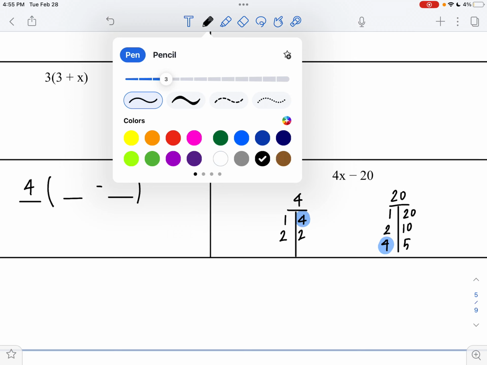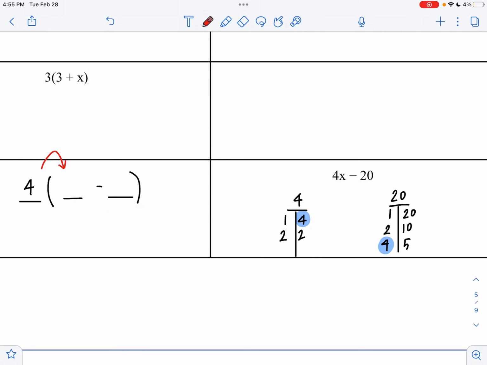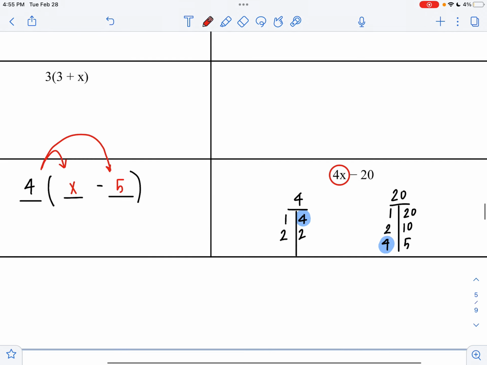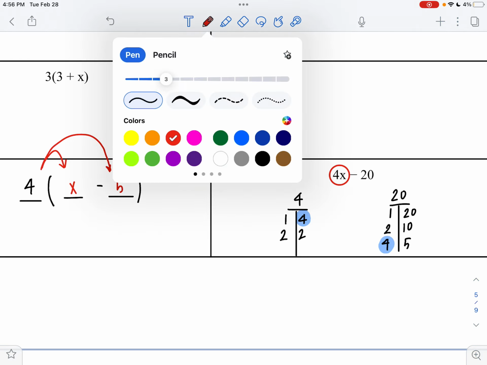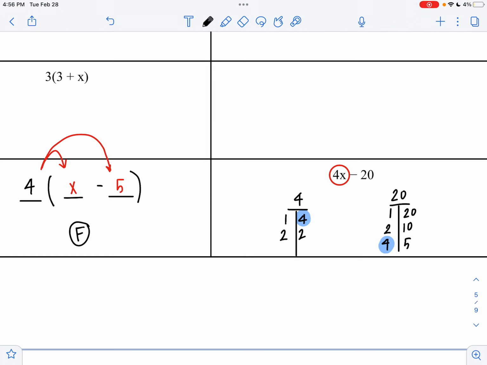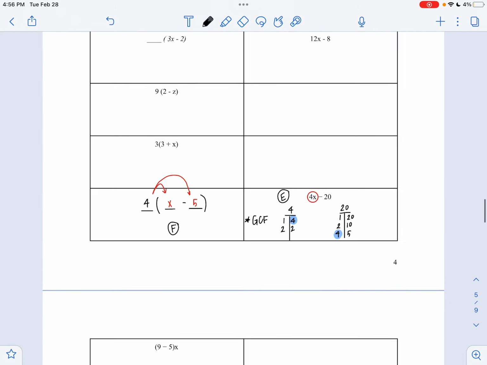I know that to get back to 4x, I need to multiply 4 by x. Again, that's my first term in expanded form. To get back to 20, I'll need to multiply 4 times 5, because 4 times 5 is equal to 20. When you're stuck on moving from expanded form to factored form, remember, this is factored form here with the parentheses, this is expanded form here without. Always use the GCF. That will help you to make sure you're pulling the correct number outside of the parentheses.